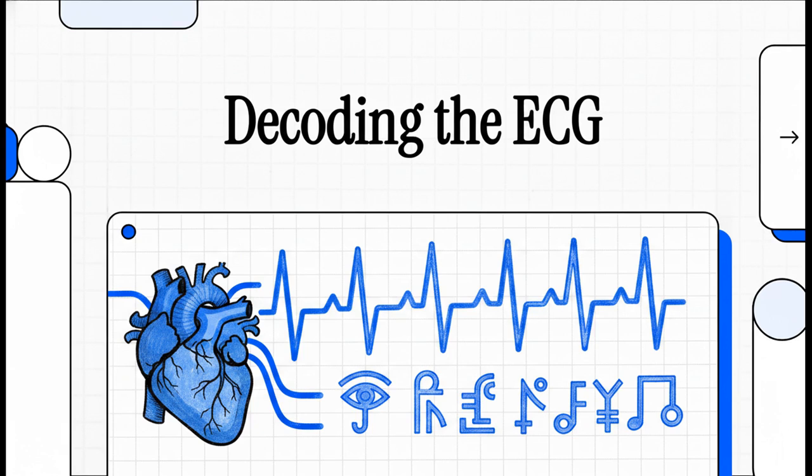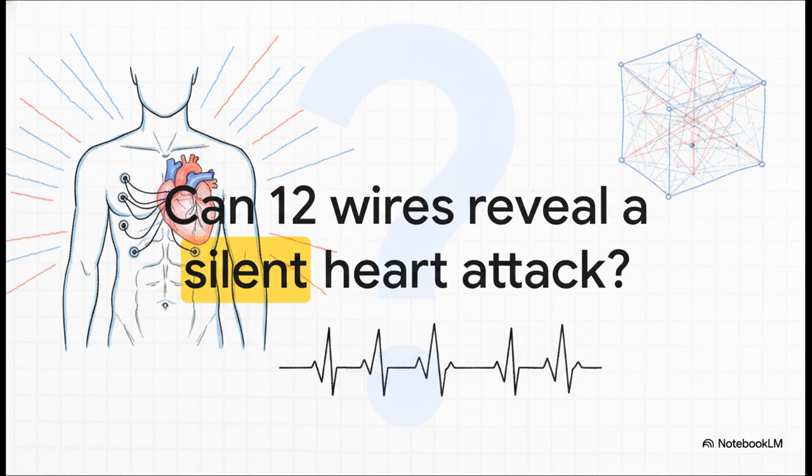By the end of this, we're going to treat the ECG not as a set of random lines to memorize, but as a readable, logical, and deeply visual language of the human heart. I mean, think about it for a second. How exactly can 12 simple wires just taped to a person's chest reveal a silent heart attack, or a dangerous rhythm, or even a thickened heart muscle? It almost feels like magic, but it's actually just pure elegant physiology.